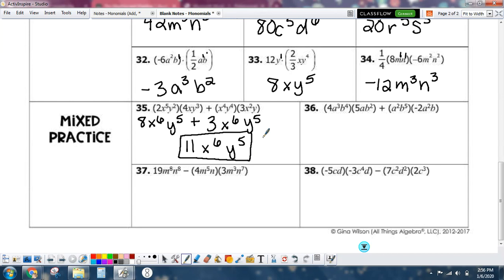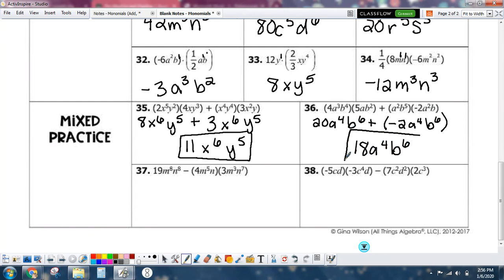When you go ahead and solve 36, you should end up with 28 to the 4th, b to the 6th, plus negative 2, a to the 4th, b to the 6th. And since my monomial expression right here, the variables are the same, I can go ahead and do 20 minus 2 to get 18, a to the 4th, b to the 6th. All right, so same idea for this one, except for now we have subtraction. So try 37.